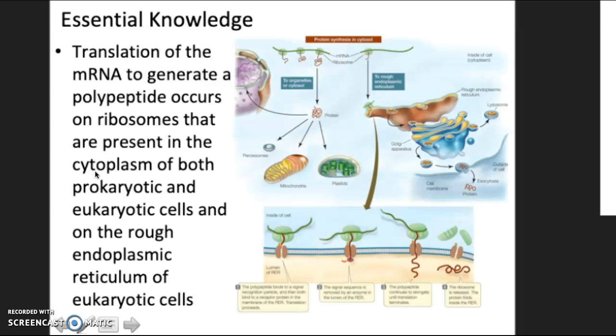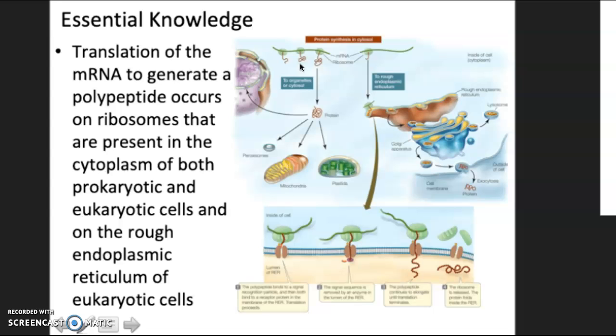So the first piece of essential knowledge here is that translation of the messenger RNA that we created during transcription, translating the messenger RNA to generate a polypeptide, occurs on ribosomes. So we should know that already. Creating a protein happens on ribosomes. But it happens on ribosomes that are present in both the cytoplasm of the prokaryotic and eukaryotic cells and on the rough endoplasmic reticulum of eukaryotic cells.